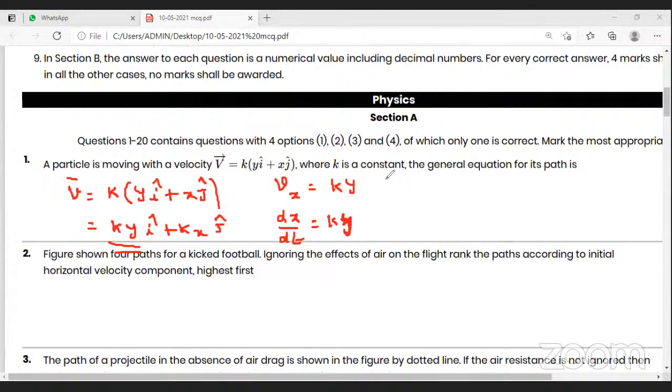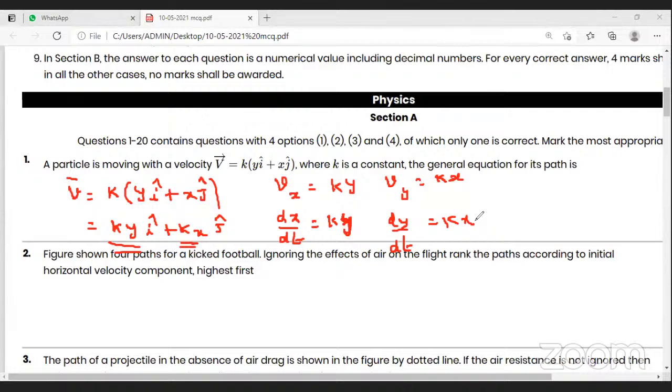And now you can write the y component of velocity. What is the y component of velocity here? kx only. That is dy by dt. So dy by dt can be written as kx only. Now, by solving these two equations, you have to write a relation between y and x.